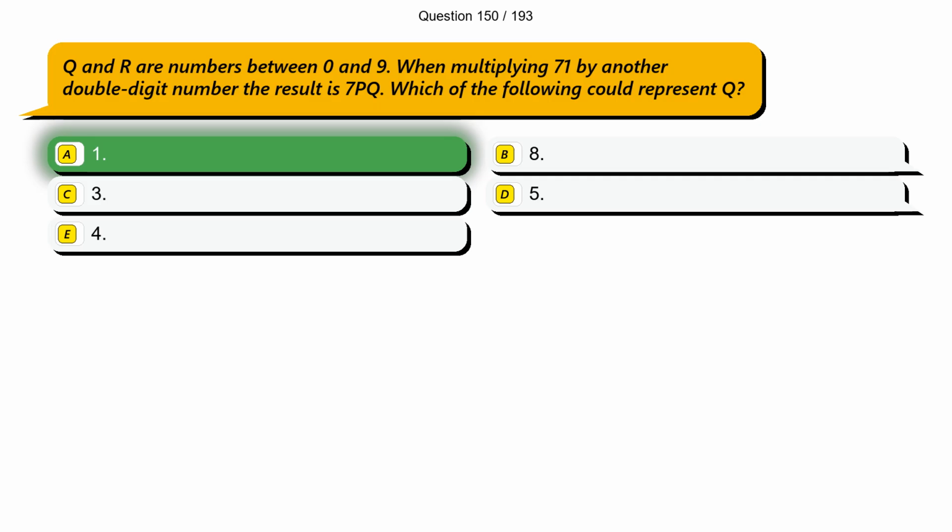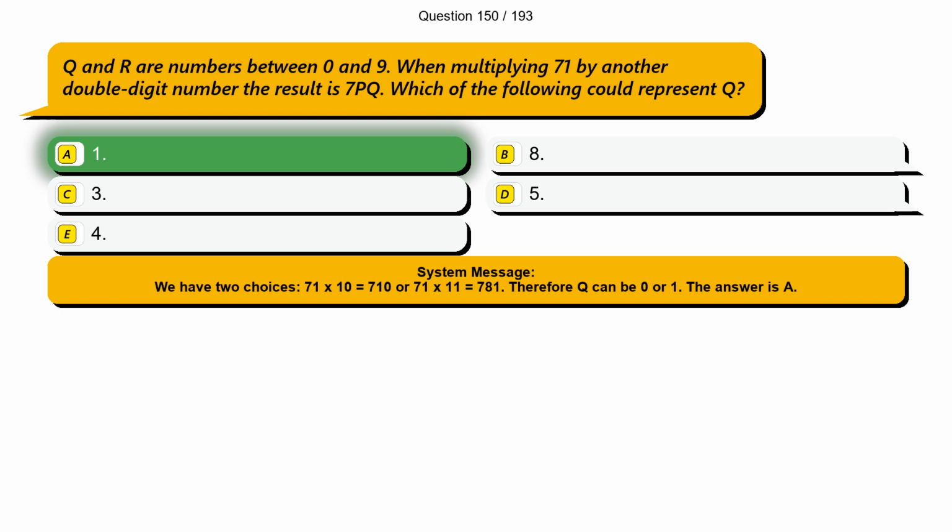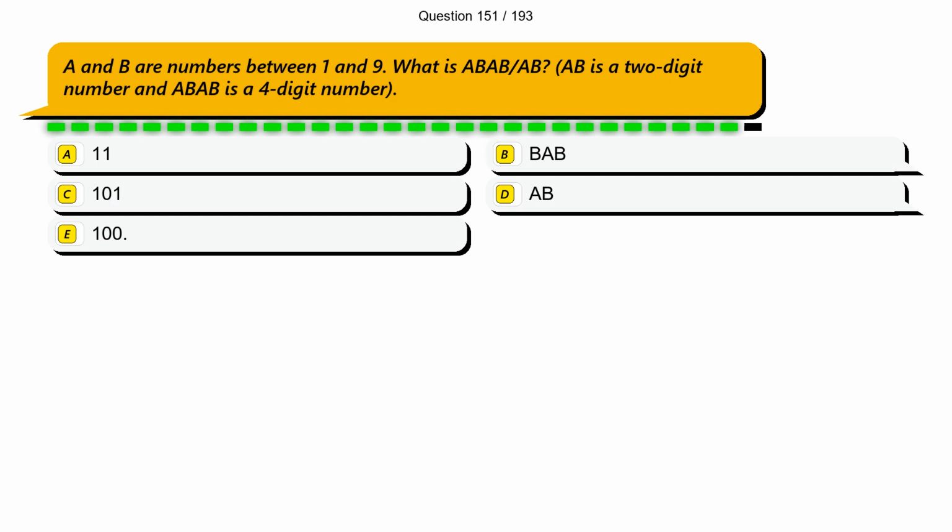The correct answer is option A, 1. We have two choices, 71x10 equals 710 or 71x11 equals 781. Therefore Q can be 0 or 1. The answer is A.